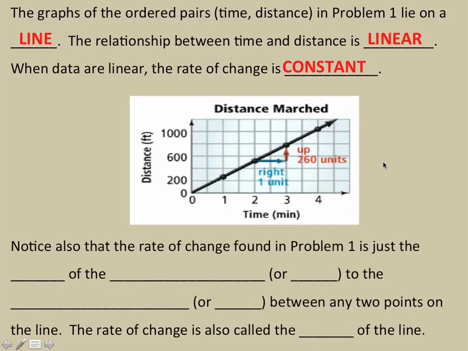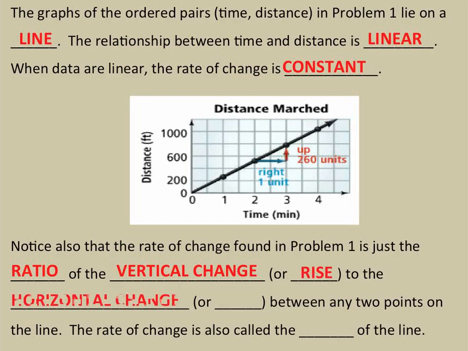Notice also that the rate of change found in problem 1, that problem about the marching band, is just the ratio of the vertical change, how much up and down, or the rise, to the horizontal change, or the run, between any 2 points on the line.